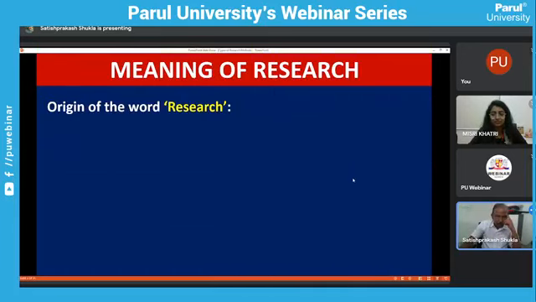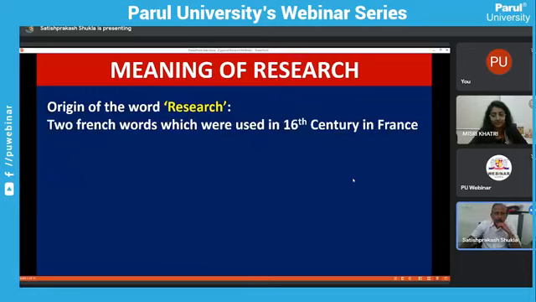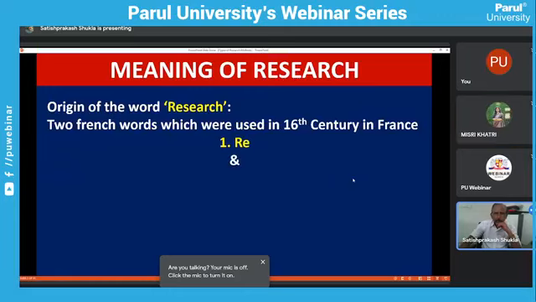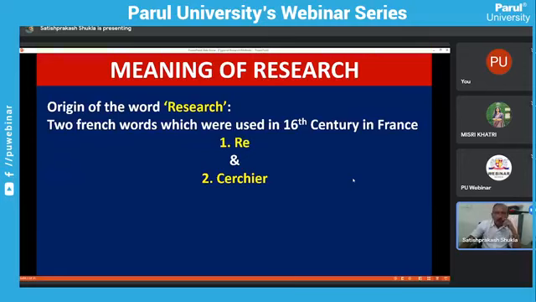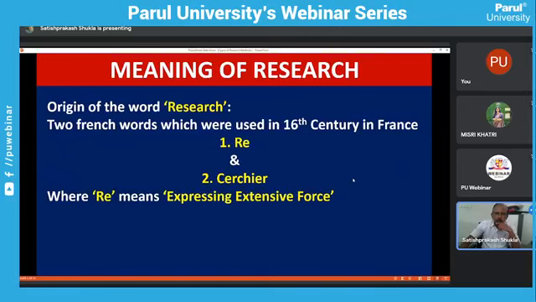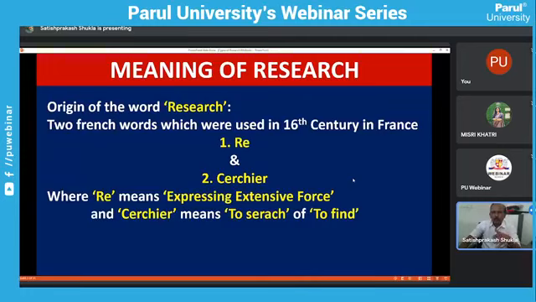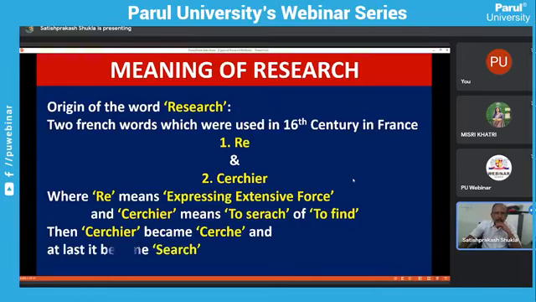The origin of the word research is two French words, which were used in France in the 16th century. The first one is "re", and the second one is "searchier", where "re" means expressing extensive force, and "searchier" means to search or to find. Then "searchier" became "search", and in this way the word research was originated.